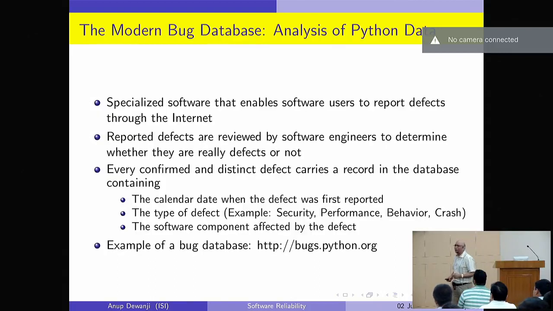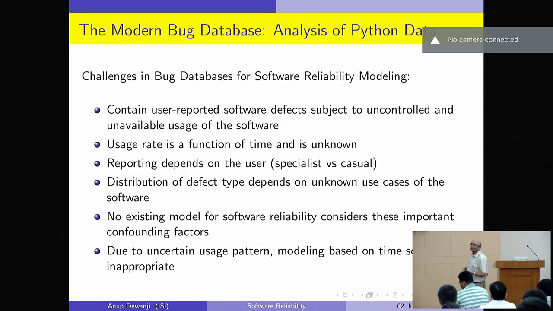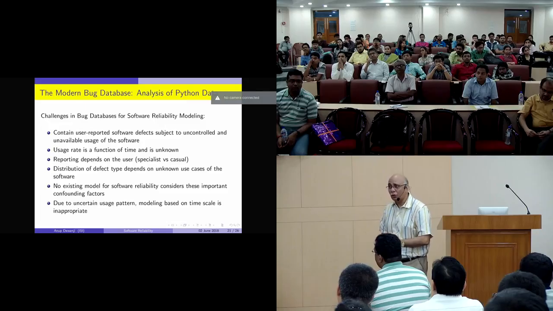Okay, so I will go through this very quickly, the modern bug database. This is a specialized software where the software users can report defects, and the reported defects are reviewed and determined whether they are really defects or not. And every confirmed defect is recorded. And this is a Python database. And the challenges, I talked about it already. It contains user-reported software defects, subject to uncontrolled and unavailable uses of the software. Usage rate is a function of time, and that function is unknown.